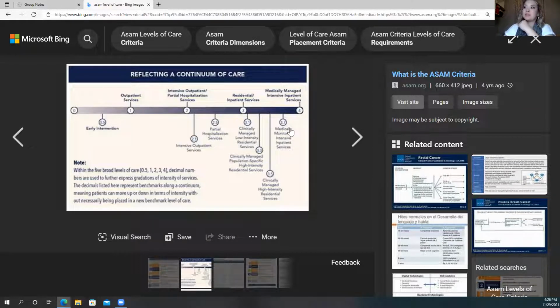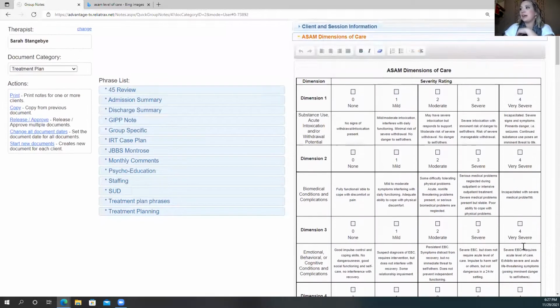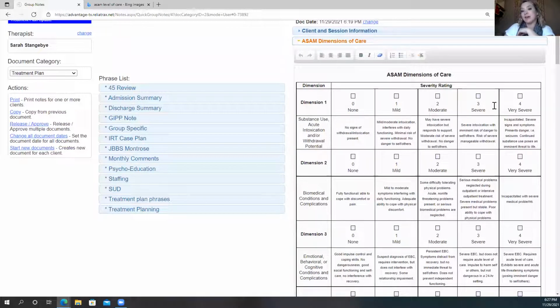Residential services, and it moves its way up into medically managed intensive inpatient services. You'll notice the exact same recommended levels of care here. And then again, the severity ratings are found up here. All right. So when we talk about a client who's presenting to our office, it's our job as clinicians to make sure that they are in the appropriate level of care.